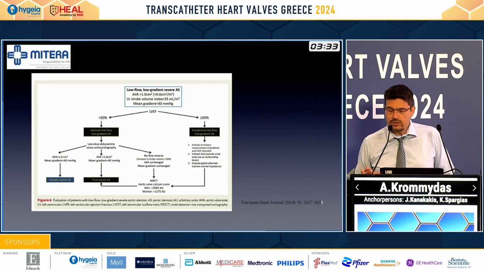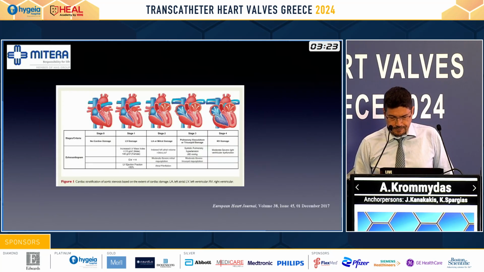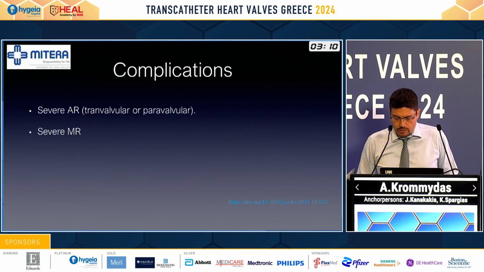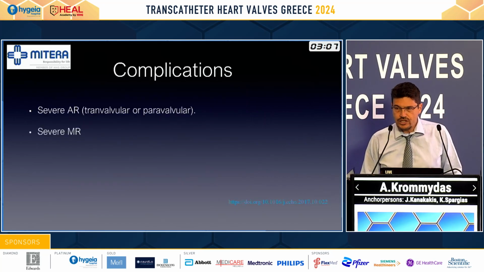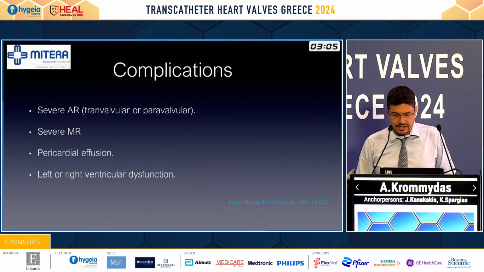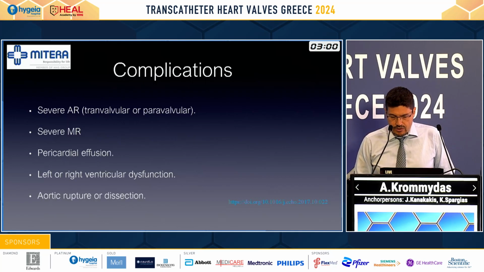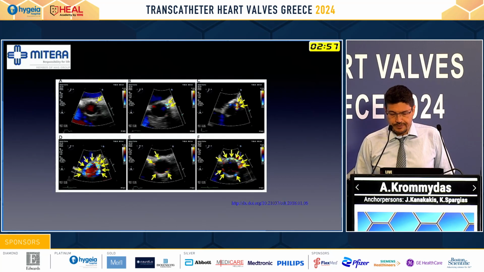When we have a low flow, low gradient aortic stenosis, look at the ventricle, the ejection fraction, perform a low-dose dobutamine echo or a cardiac CT or both. The grading of the aortic stenosis correlates with the cardiac damage. As you can see in stage 4, the right ventricle is damaged and there is pulmonary hypertension. So in terms of complications, we look for any severe aortic regurgitation, any severe mitral regurgitation, any pericardial effusion, any wall motion abnormalities, obstruction of the coronaries, or rupture or dissection.